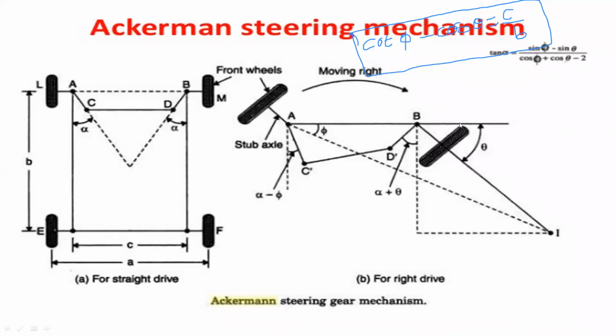You can see this figure, how the angles phi and theta are made. Whenever the wheels are turning and moving to the right side of the road, it makes an angle theta at the BM axle, and it makes an angle phi at LAC.